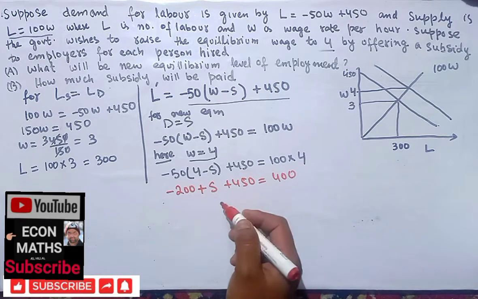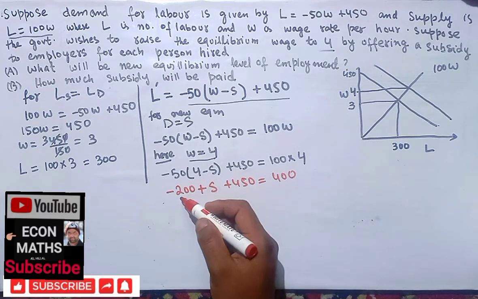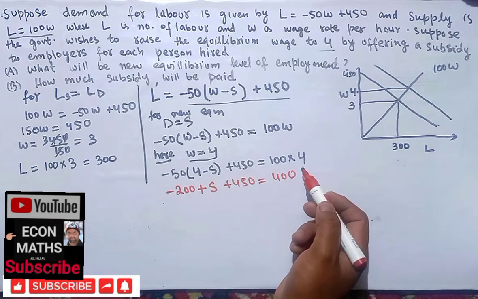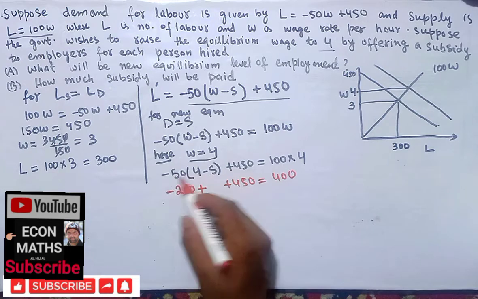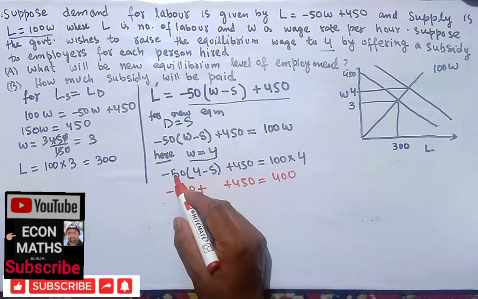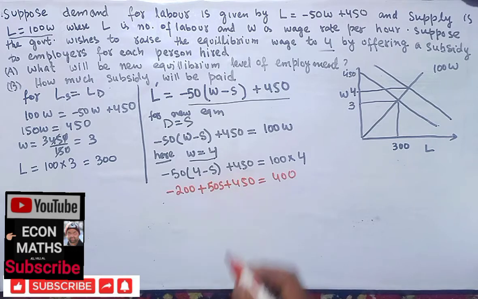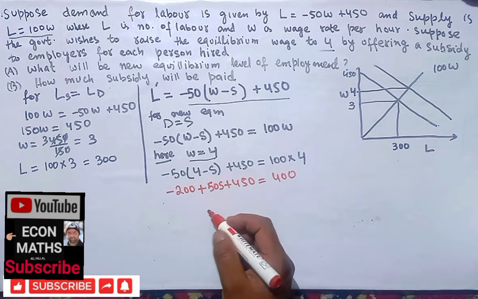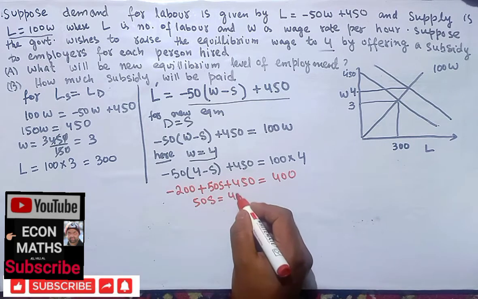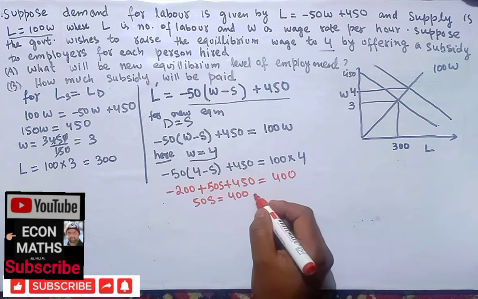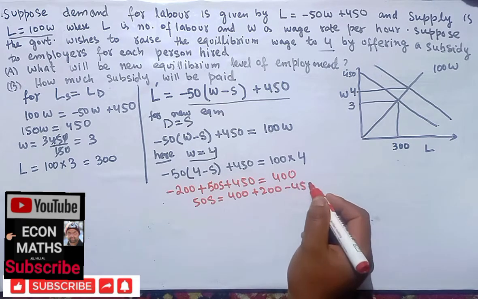Now, what will we do here? This is 200. This will become 4 plus 2 is 600. Here it is minus, plus 50 into S is 50S. Okay, so solving for S, we have 50S is equal to 400, transposing other terms, plus 200 minus 450.